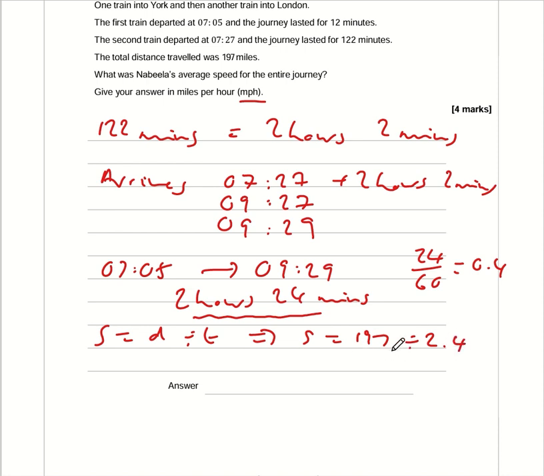So there's our calculation, 197 divided by 2.4, and we get, again, I'm just going to round it to 2 decimal places, 82.08 miles per hour.